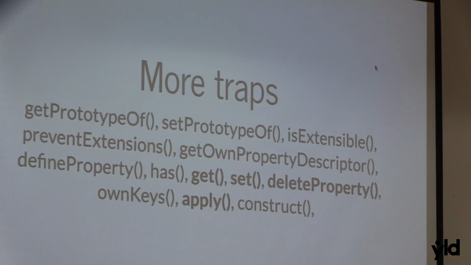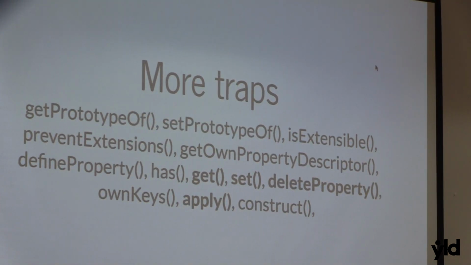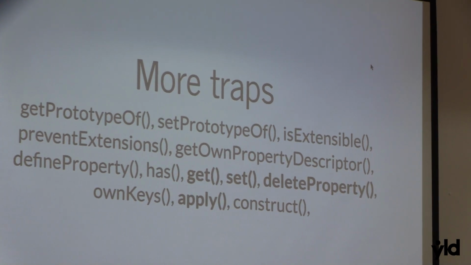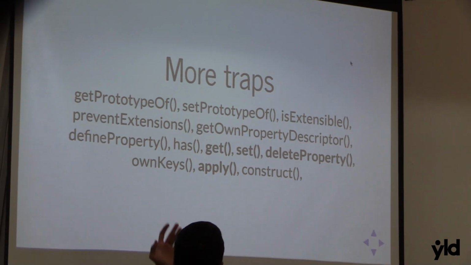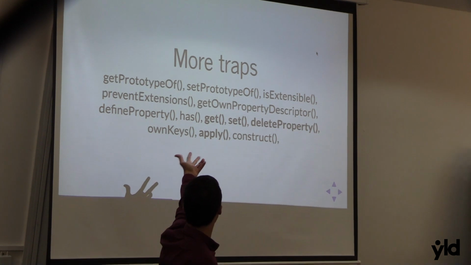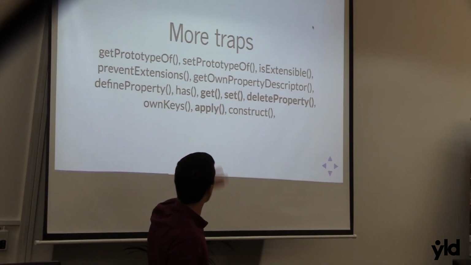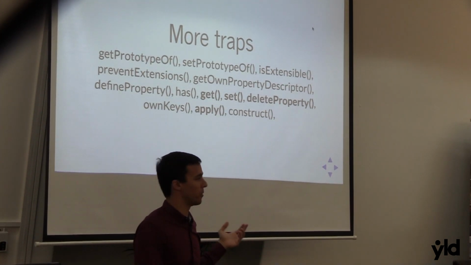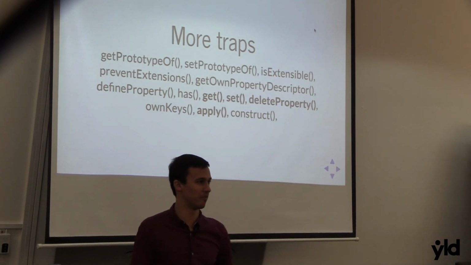And these are all the traps that you could do in ES2015 Proxies. So you could trap all of these methods. The most important ones, I would say, the ones that I find myself using more often, are get, set, delete, apply, and that's it. You cannot see it very well, but those are bold.